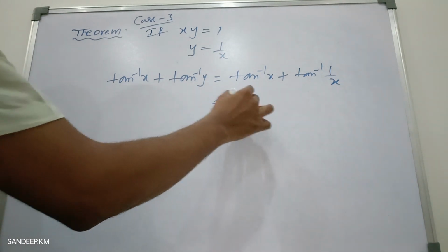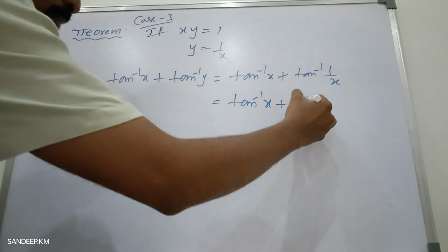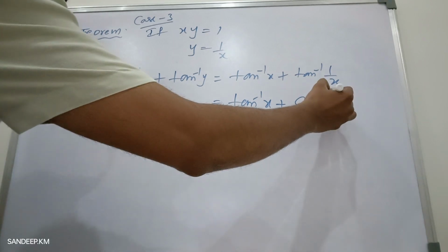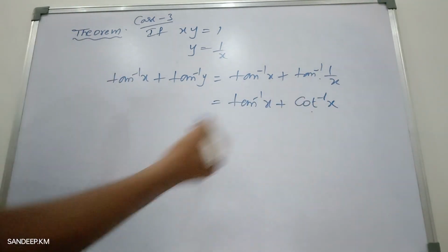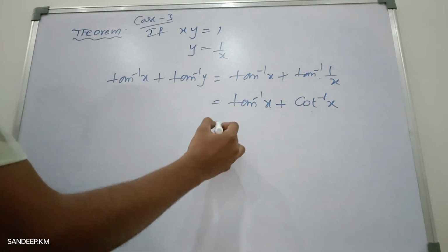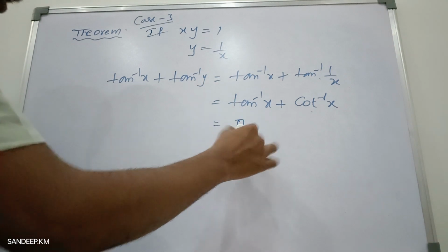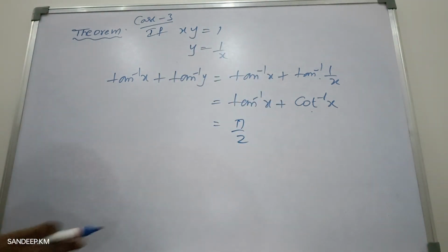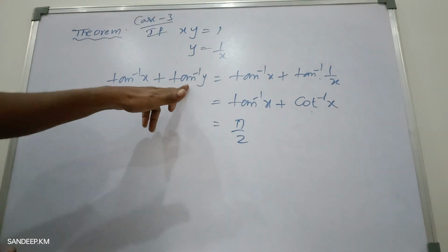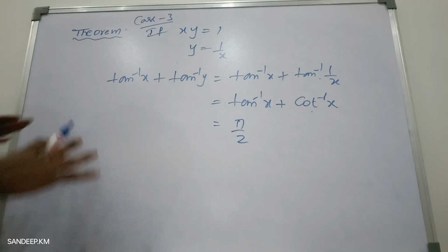And in the previous properties we have seen that tan inverse of 1 by x is nothing but cot inverse x, where x is not equal to 0. Okay, fine. And tan inverse x plus cot inverse x, in the previous properties we have seen that it is equal to pi by 2. Therefore, if xy is equal to 1, then tan inverse x plus tan inverse y is equal to pi by 2.